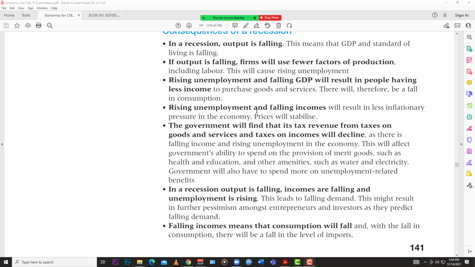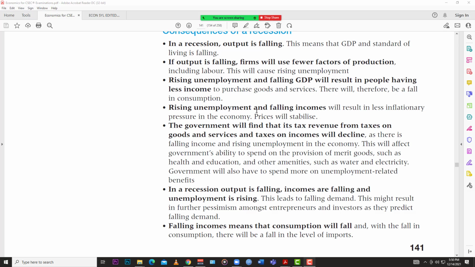The government will find that its tax revenue from taxes on goods and services and taxes on incomes will decline, as I mentioned before. Because of the recession, government tax revenue will fall, as there is falling income and rising unemployment in the economy. This will affect the government's ability to spend on provision of merit goods, such as health and education, and other amenities such as water and electricity. Government will also have to spend more on unemployment-related benefits.